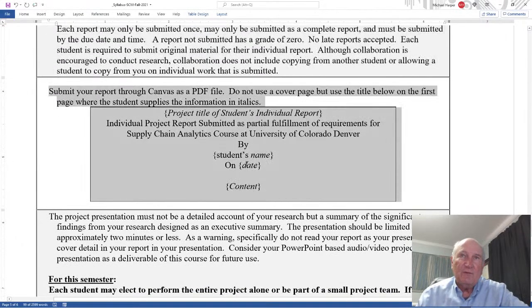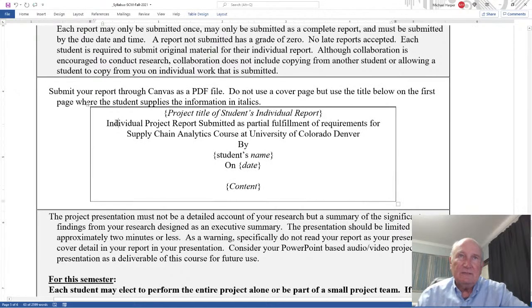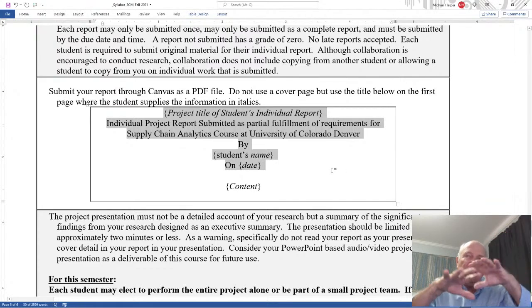Submit your report in this format. You have your title up here, then "Individual Project Report submitted by," your name, the date, and then down here is your content, and then you start your report. So no cover page. Do not use a cover page. Have 6 lines, and then on the 7th line you start your report.